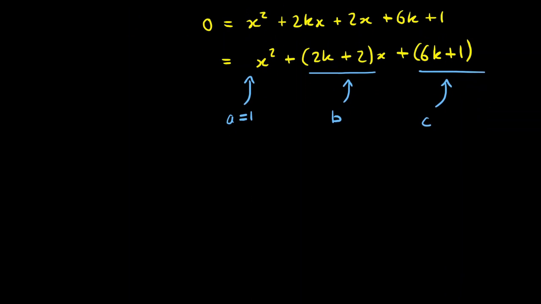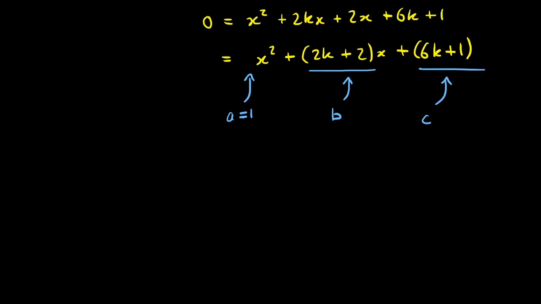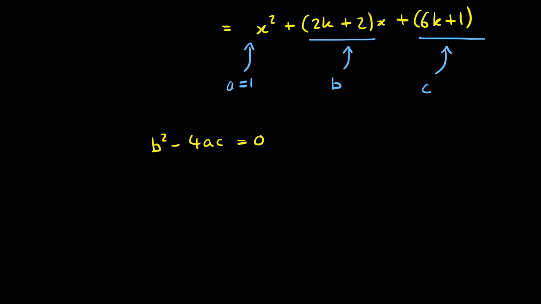And what I said a moment ago is we want b squared minus 4ac, the discriminant, to be equal to 0. So that's exactly what I'm going to do. I'm going to get 2k plus 2, that's my b, all squared, minus 4 times 1, because that's a, times c, which is 6k plus 1, is equal to 0.